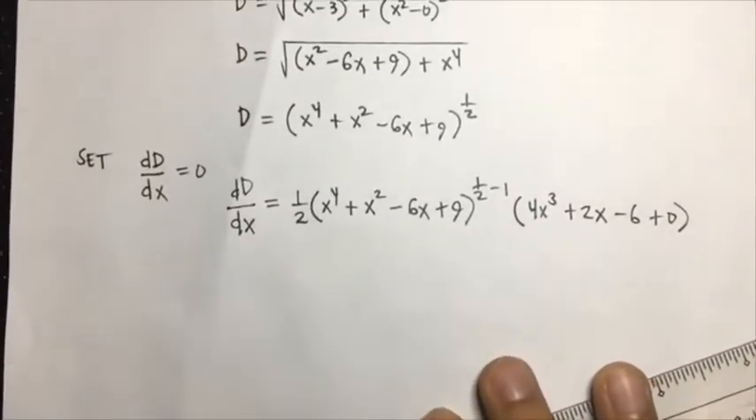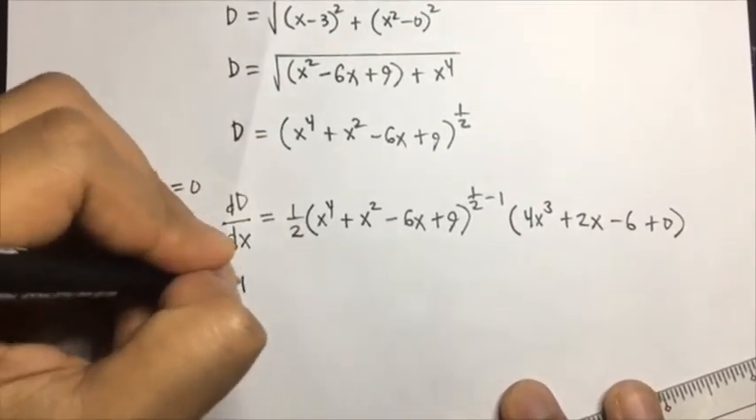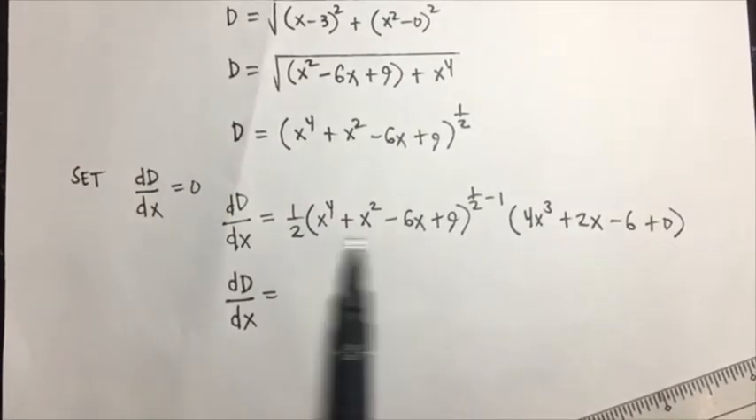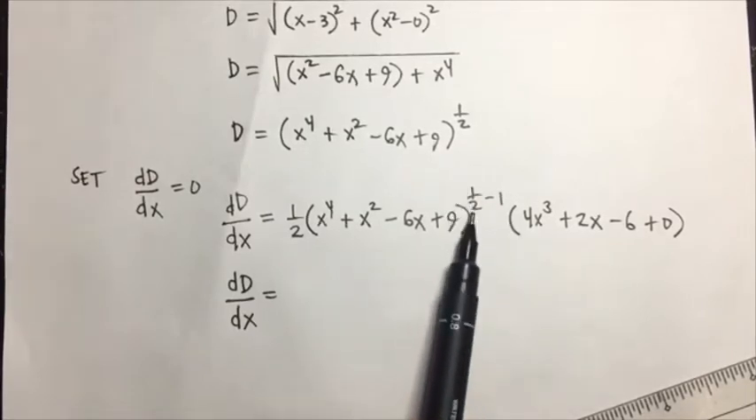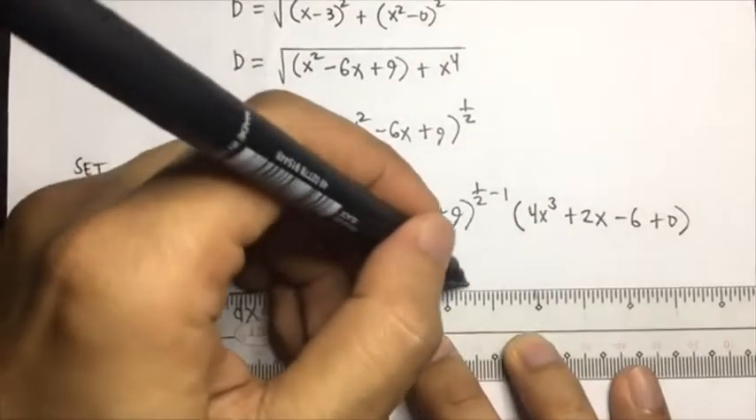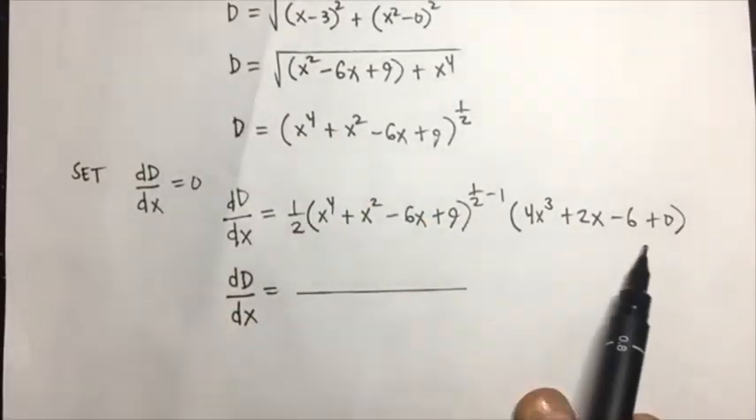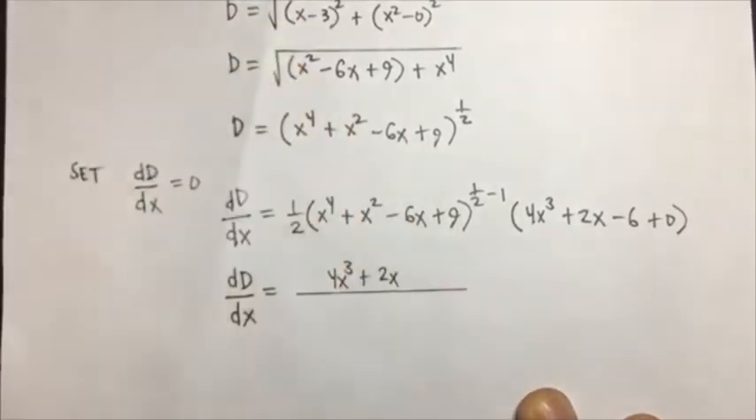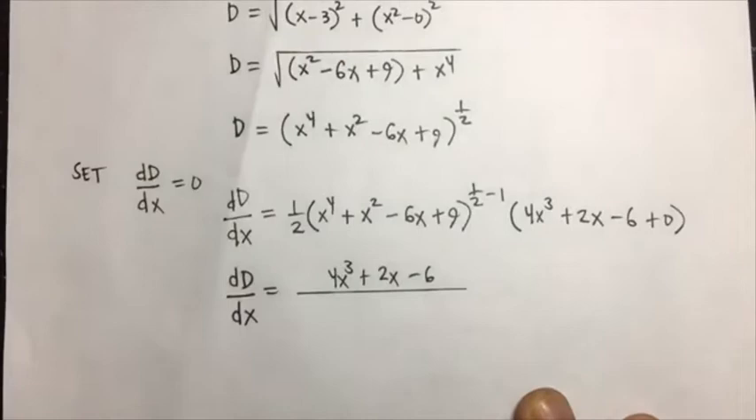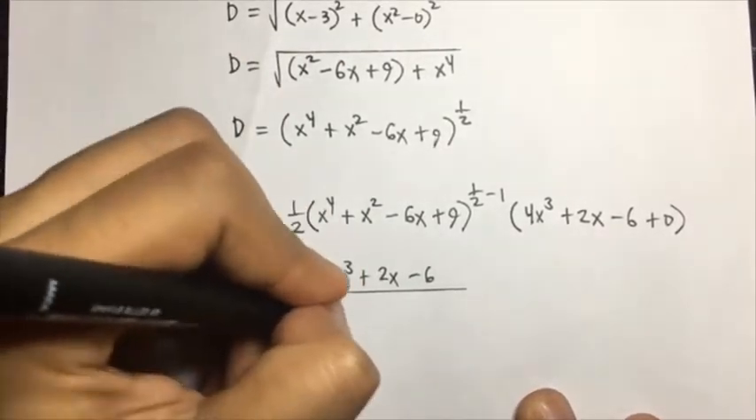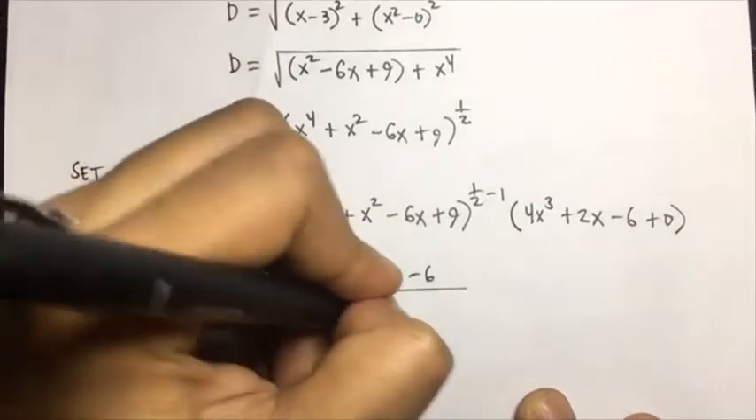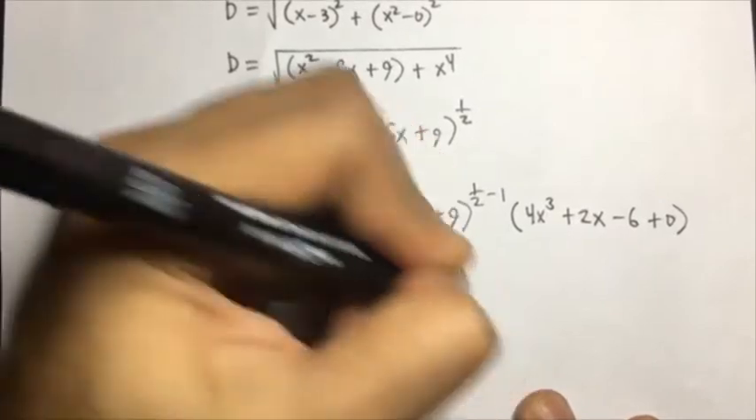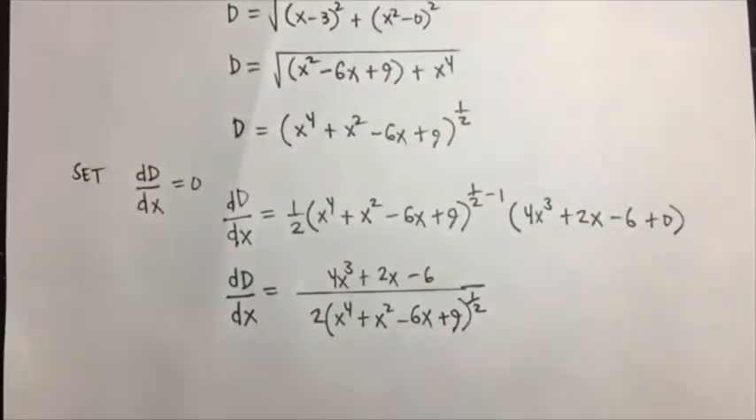Okay, so simplifying, the derivative of d with respect to x is equal to, so this now will go to the denominator because this will be raised to negative 1/2. 1/2 minus 1 is negative 1/2. So therefore, this is in the numerator, so 4x cubed plus 2x minus 6 over 2 times (x to the 4th plus x squared minus 6x plus 9) raised to 1/2.